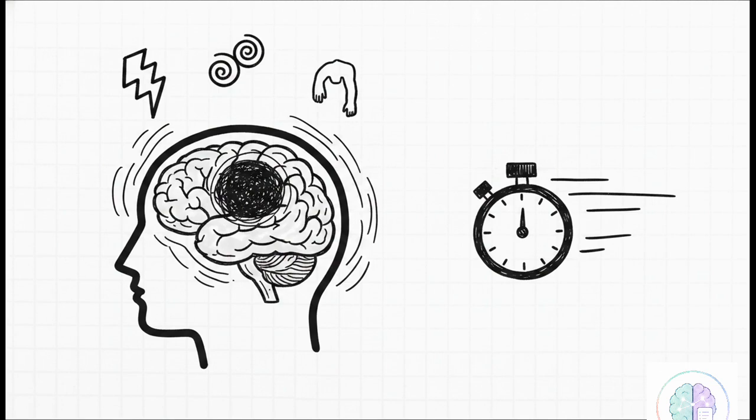Hemiparesis and seizures also pop up in about 30 to 50% of cases. But a key differentiator here is the timeline. These symptoms progress way more rapidly than what you would normally see with something like a brain tumor or neoplasm.